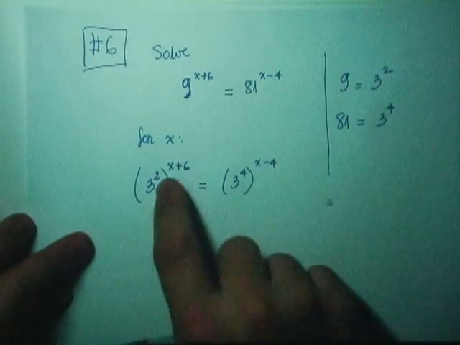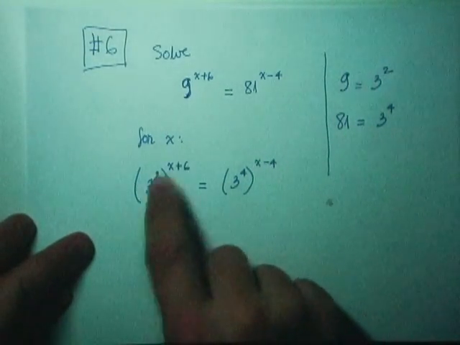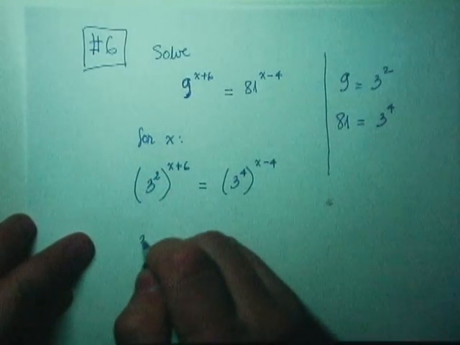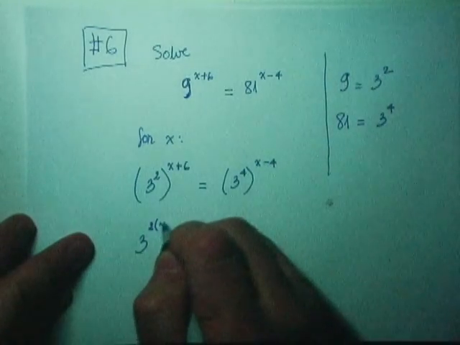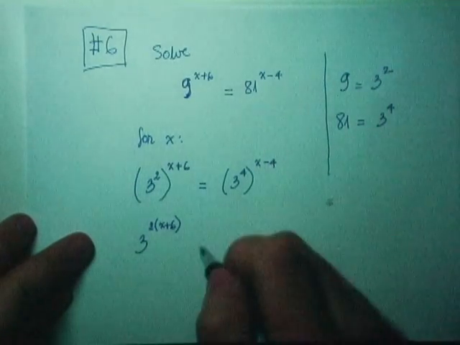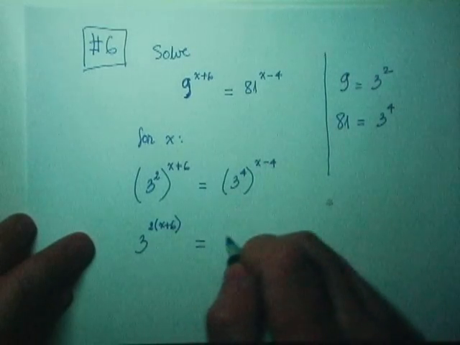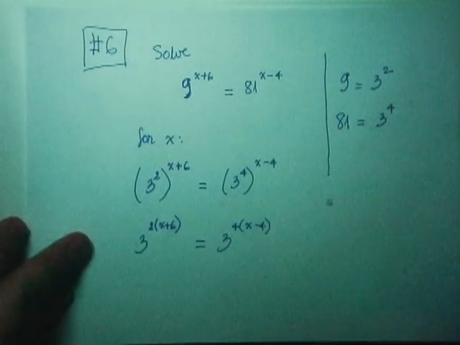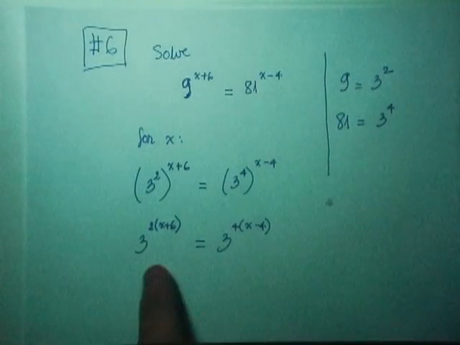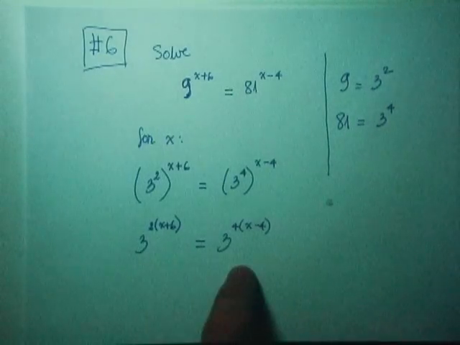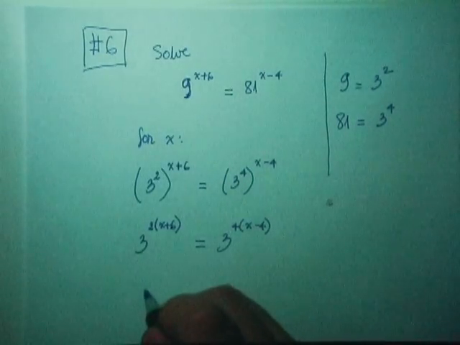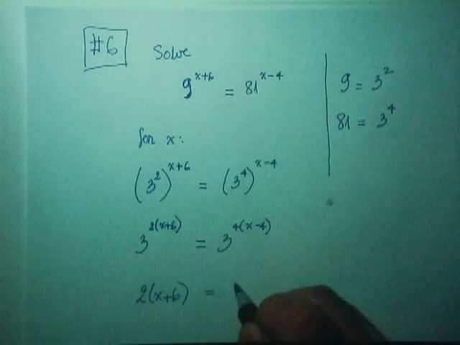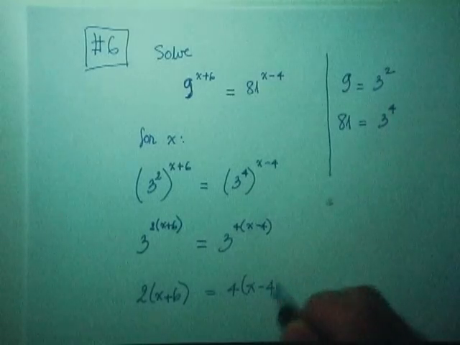Once again, we have had a problem like this earlier, where you have a number being raised to a power, and once again being raised to a new power. So what I have here, I can just simply multiply the 2 with the x plus 6. And then on the right-hand side, the powers will be 4 multiplied to x minus 4 quantity. Once again, now I have brought my equation back to something that has common base on the two sides. So now I can just simply take my power on the left-hand side, set it equal to the power on the right-hand side.